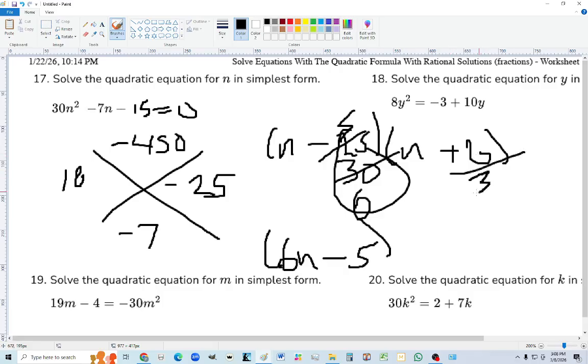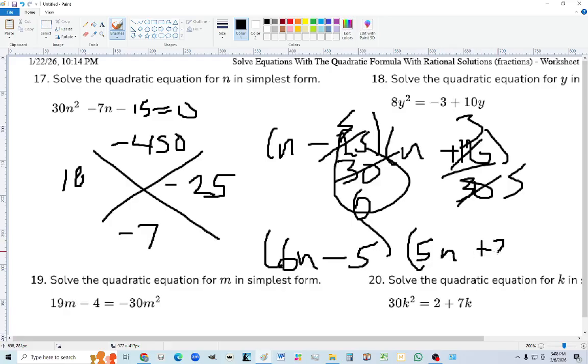18 and 30, they're both divisible by 6. This becomes 3. This becomes 5. 5 slides in front. You get 5n plus 3.